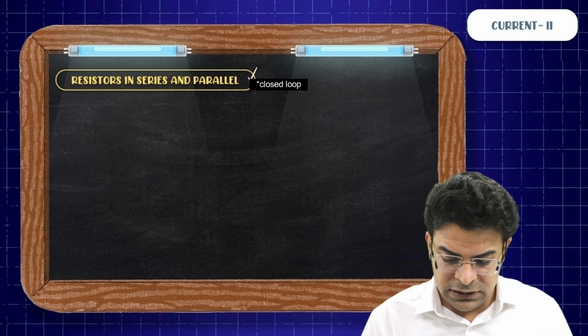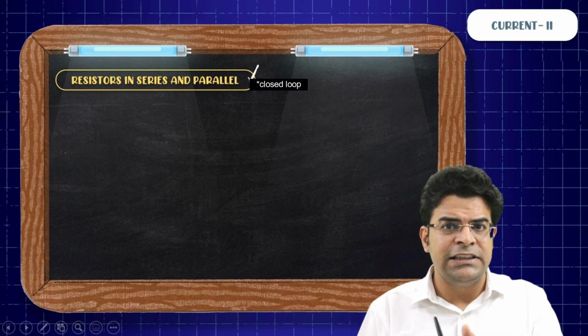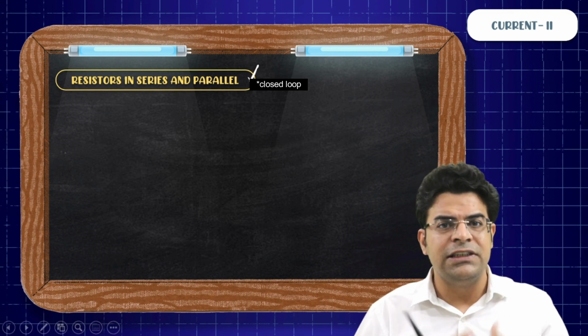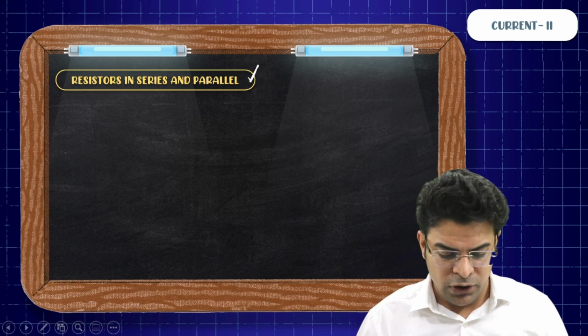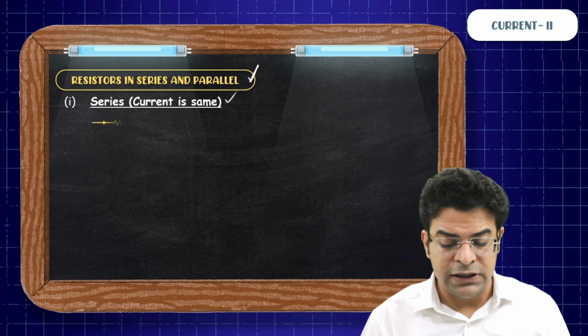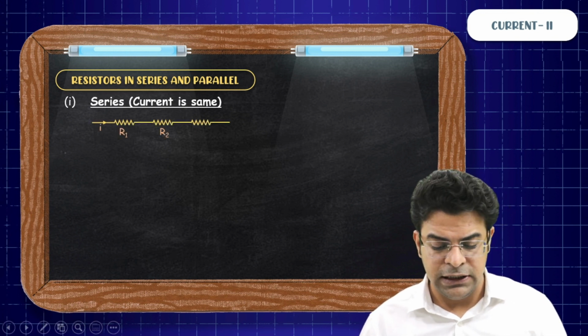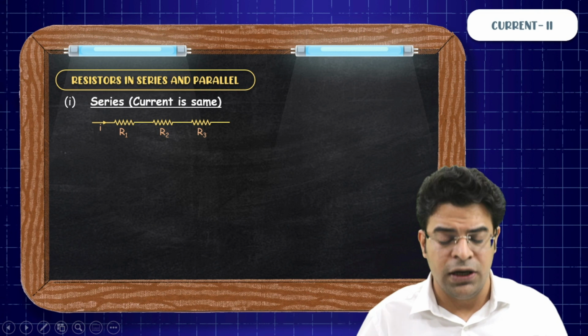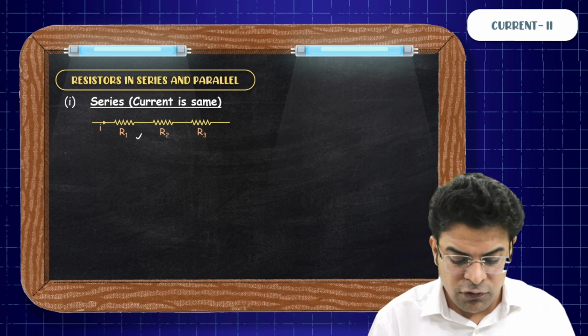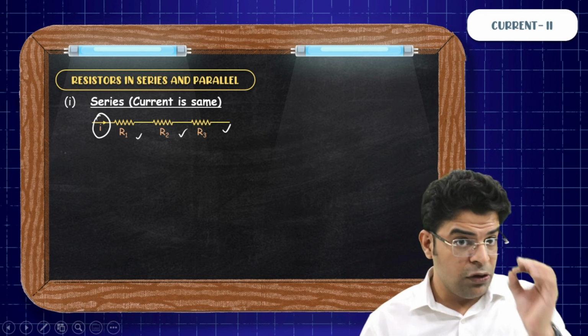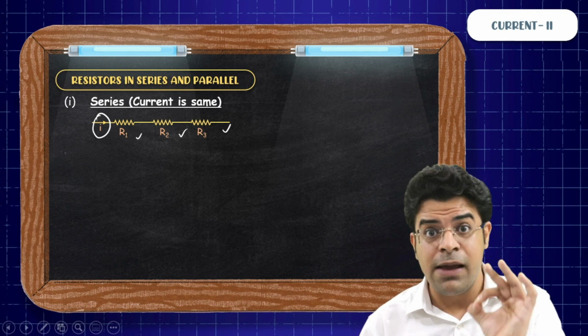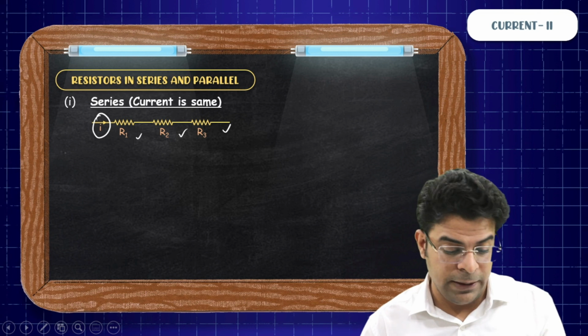So let's first talk about the series and parallel combination of the resistors before we move on to solving circuit questions. So if you have got multiple resistors in series, and let's say these resistors are R1, R2 and R3. When you have got resistors in series, same current flows through all of them.